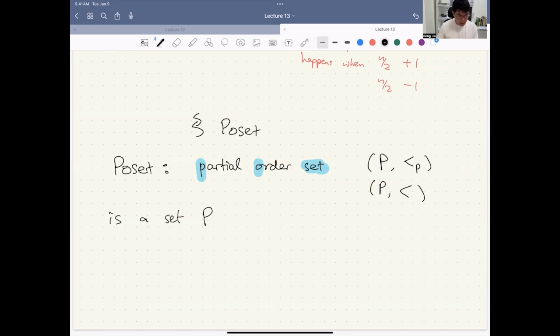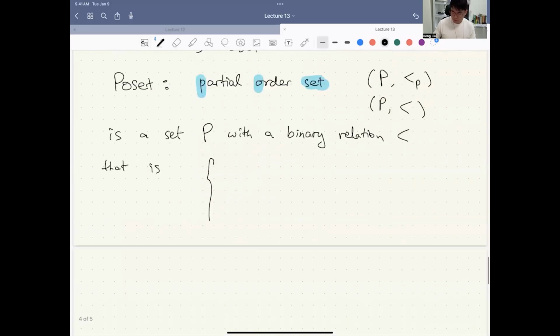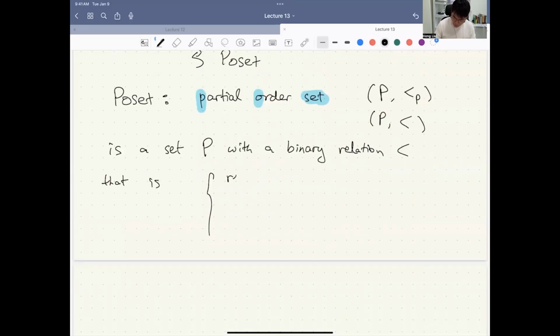It's a set of elements P together with a binary relation, this less sign here, that satisfies three conditions. Reflexive, meaning for every x, x is less than or equal to itself. You should think of them as comparable. x is comparable to itself.